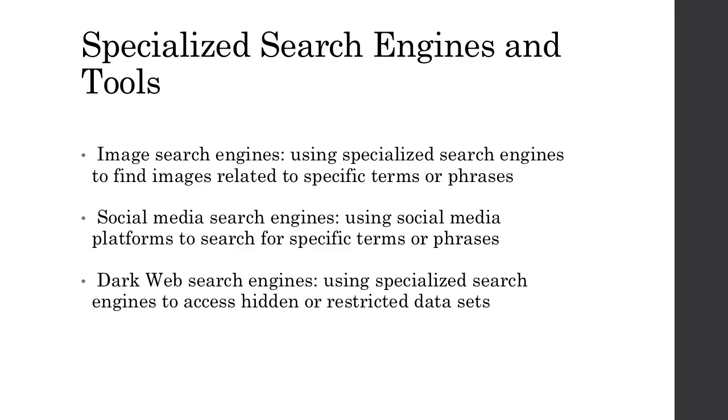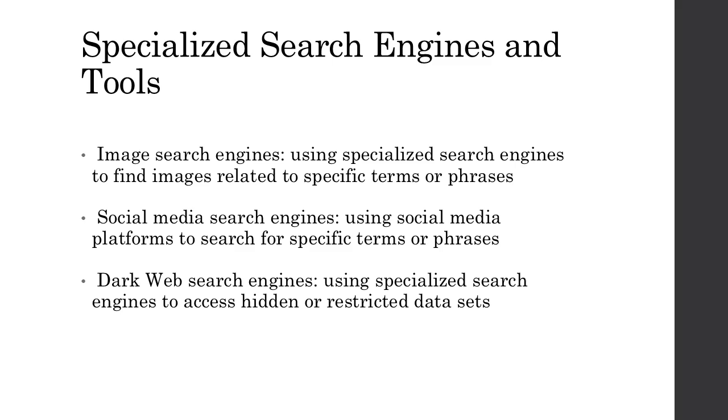Here's a simple explanation with a real-world example. Specialized search engines and tools. These are search tools that help you find specific types of information. Image search engines. Imagine you are planning a trip to Japan and want to see what Tokyo's cherry blossom trees look like. You can use an image search engine to find pictures related to Tokyo cherry blossoms.